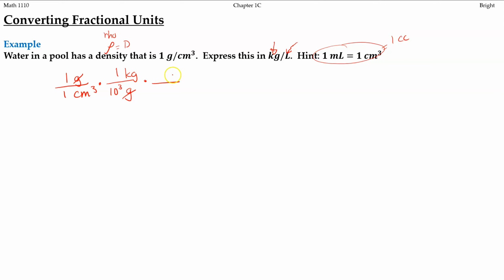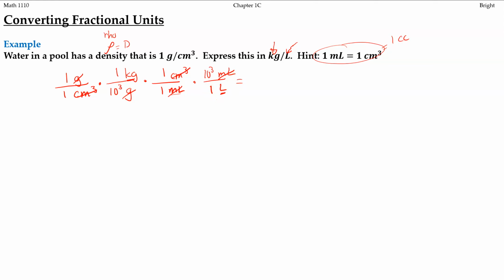In any case, we have centimeters cubed, and I'm going to use the hint. 1 centimeter cubed is 1 milliliter, so that'll cancel out the centimeters cubed. Now I'm in kilograms and milliliters. I don't want milliliters, I want liters, so I change milliliters into liters. In 1 liter, there's 10 to the third milliliters, and then the milliliters will cancel. Now if I multiply through, I'm in kilograms and liters, which is what I want.